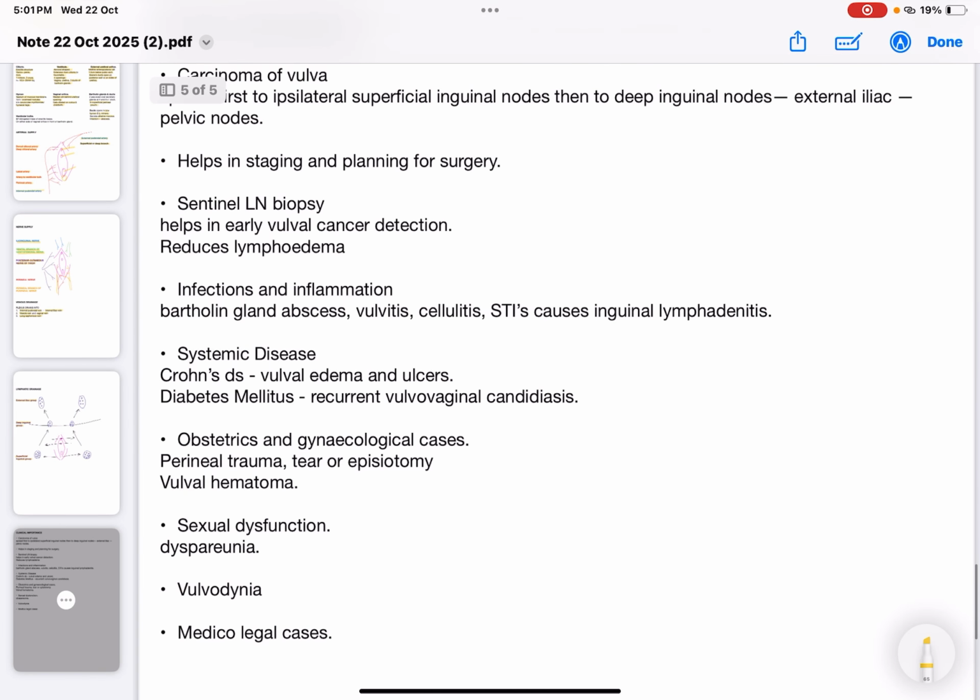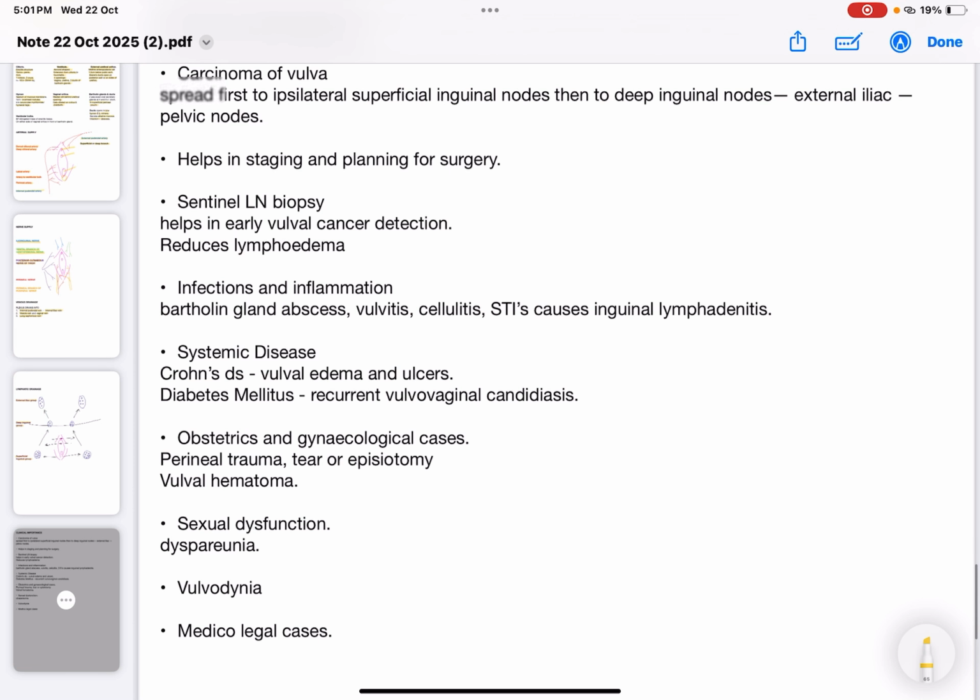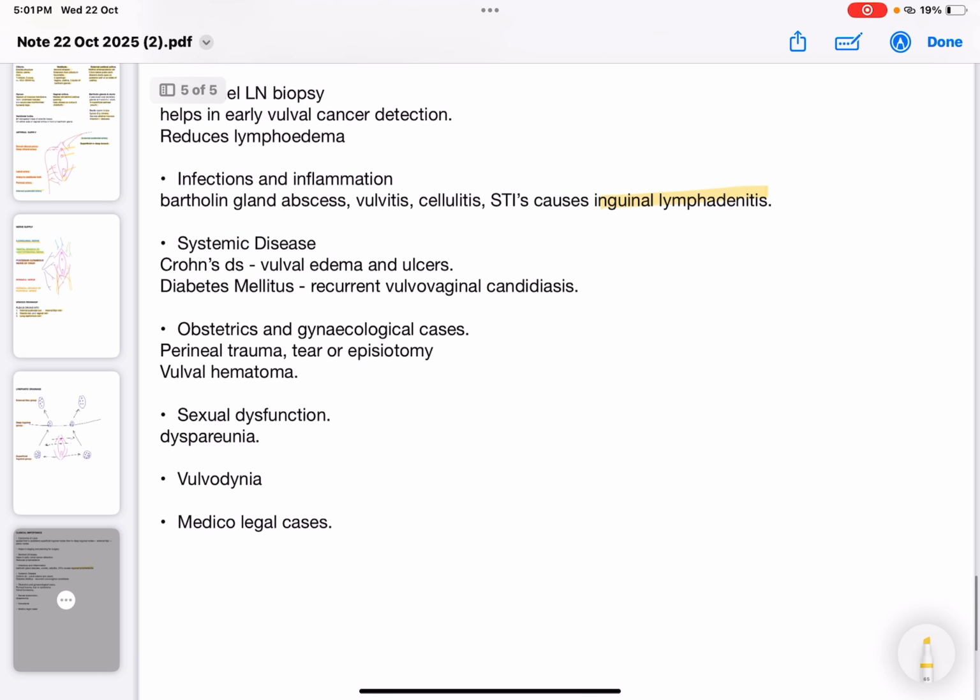Infection and inflammation: Bartholin gland abscess, vulvitis, cellulitis, STIs, sexually transmitted infections cause inguinal lymphadenitis. Systemic disease, Crohn's disease, like in Crohn's disease, there may be cases where you can see vulval edema or ulcers, or in diabetes mellitus, there can be recurrent vulvovaginal candidiasis. Obstetric and gynecological cases, perineal trauma, tear or episiotomy, vulval hematoma, sexual dysfunction or dyspareunia, vulvodynia, it is a neuronal problem, or medico-legal cases.